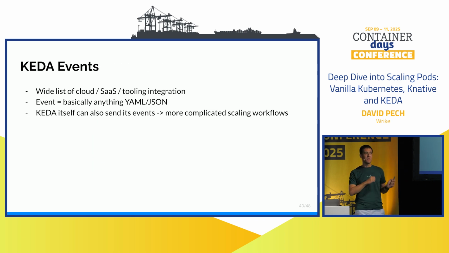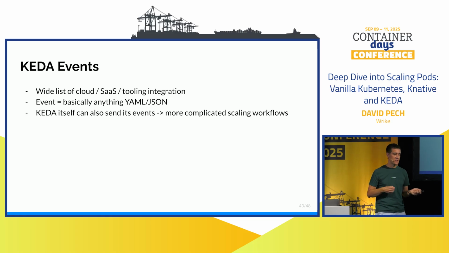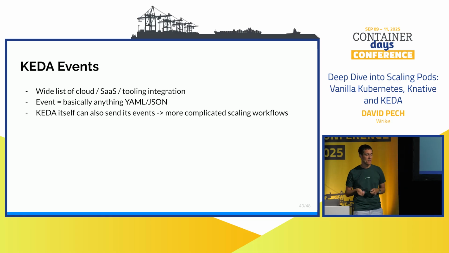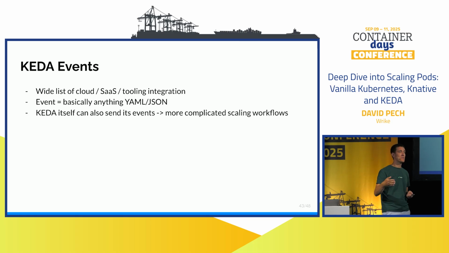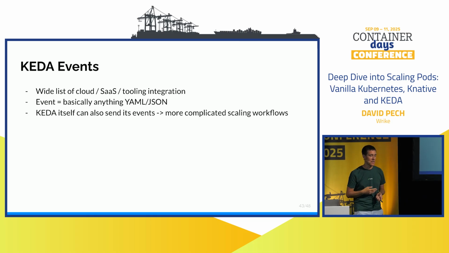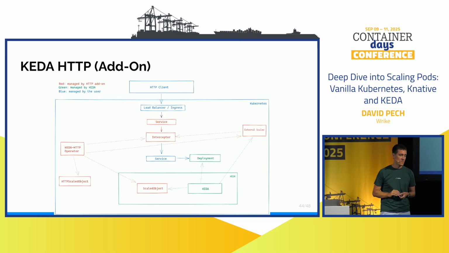The event you can imagine as basically any form of YAML, JSON, whatever. There are probably several dozen providers, either from other components of your ecosystem or from some cloud provider or software-as-a-service tooling. You can basically scale on any event you can imagine, realistically, I would say. You can even use KEDA itself to produce cloud events and then consume them to have a more complicated workflow, meaning that you, for example, have several layers in your application. And when the first layer is already hit by traffic, you can scale several others in the follow-up scenario.